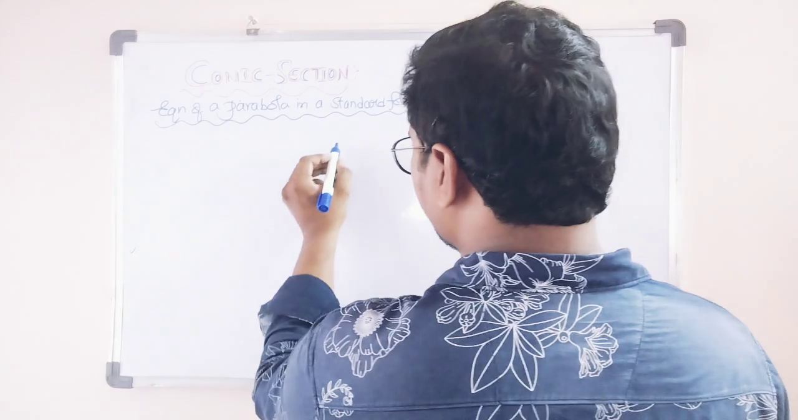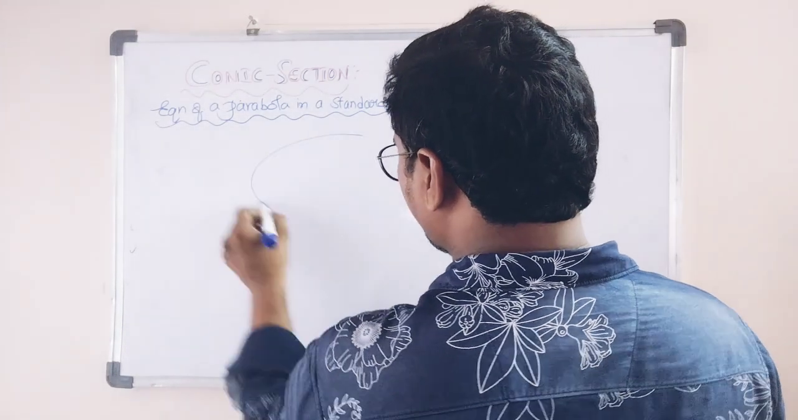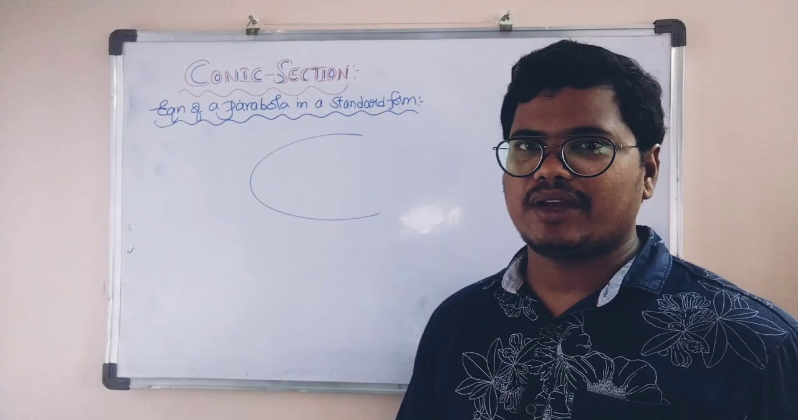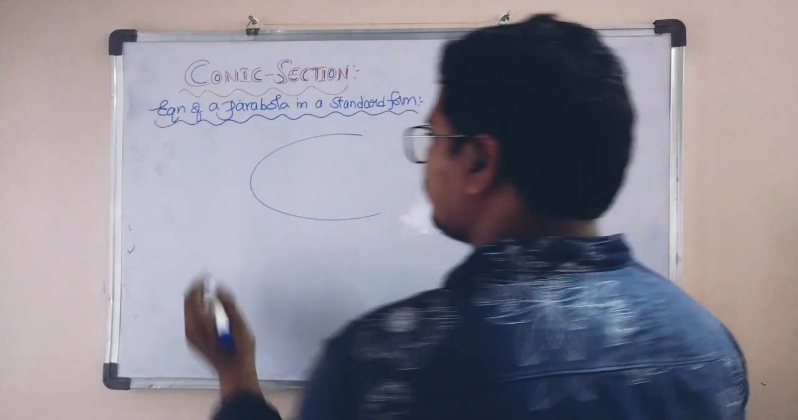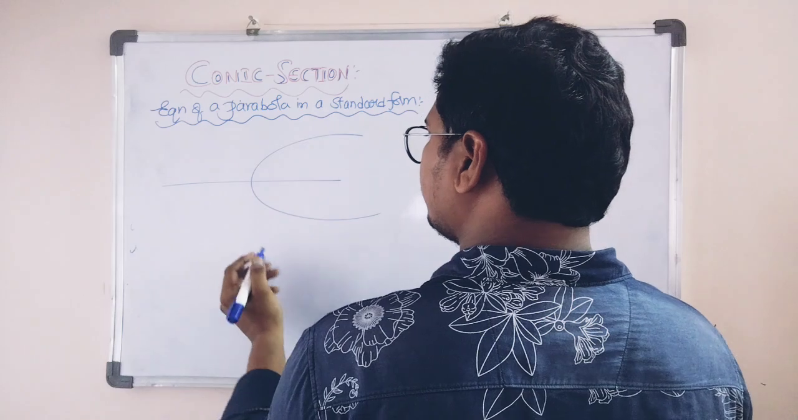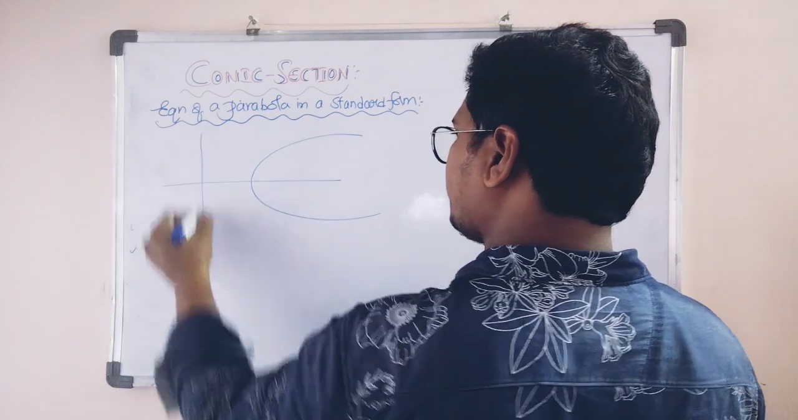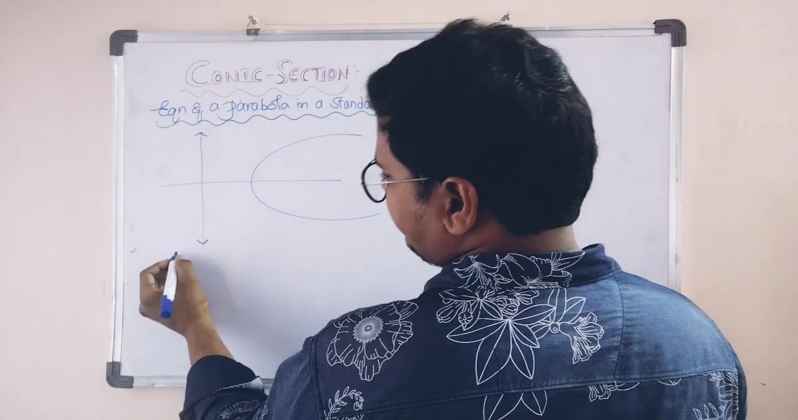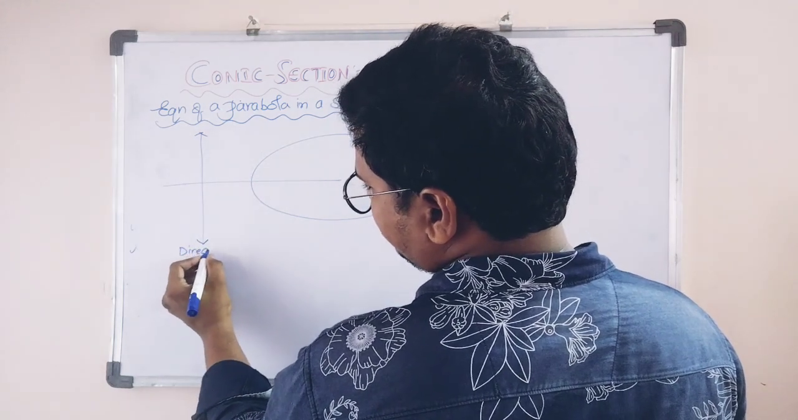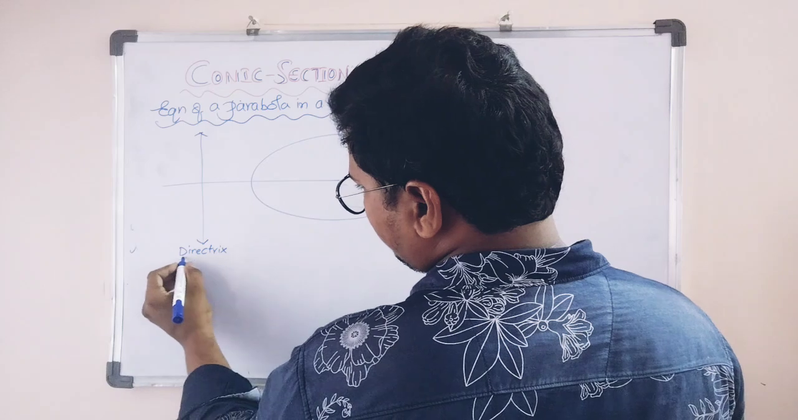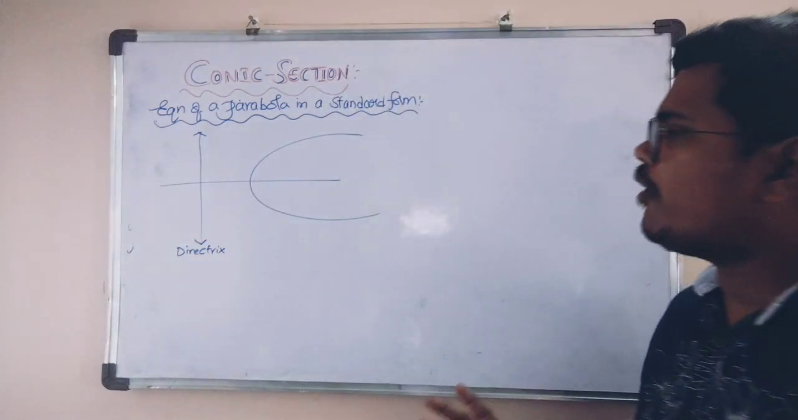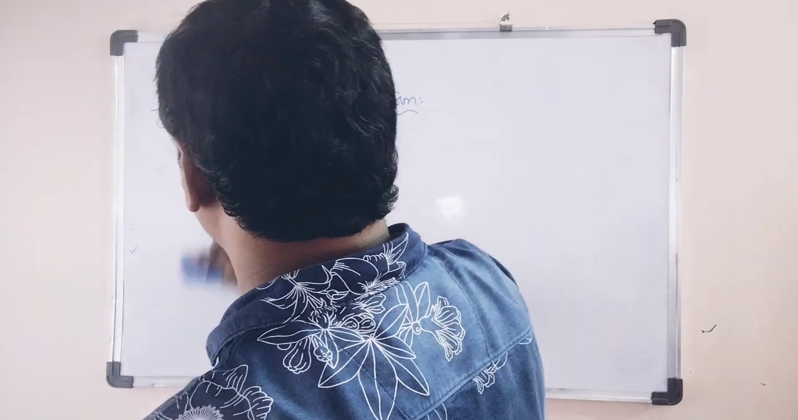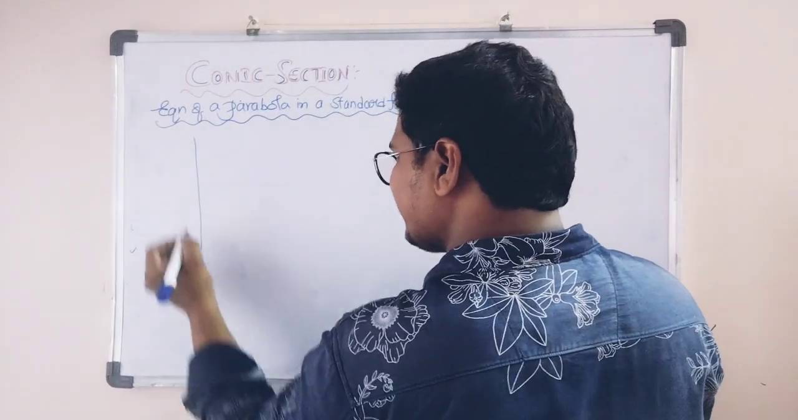Okay guys, I have drawn one parabola, the U-shaped curve, like this. Now this is a fixed line. We call it the directrix. Before discussing how it has been obtained, I will show you a figure very easily. Mention the fixed line like this.